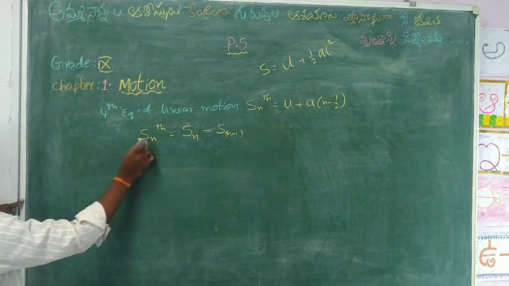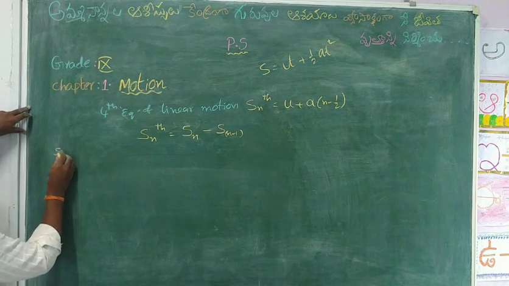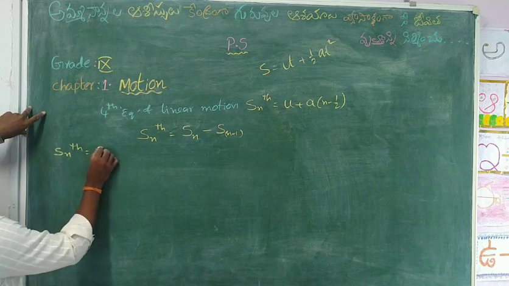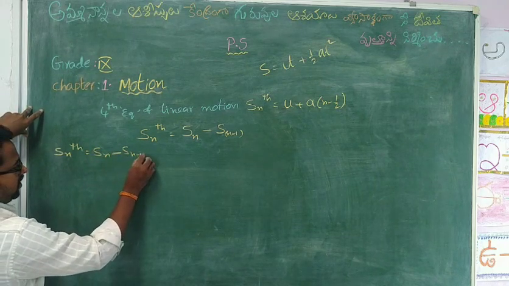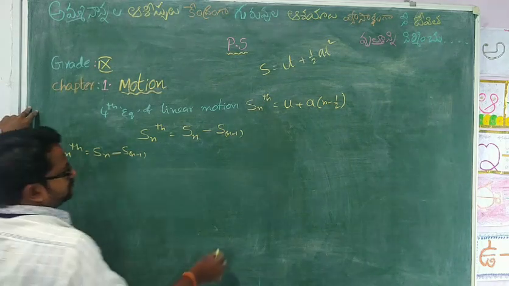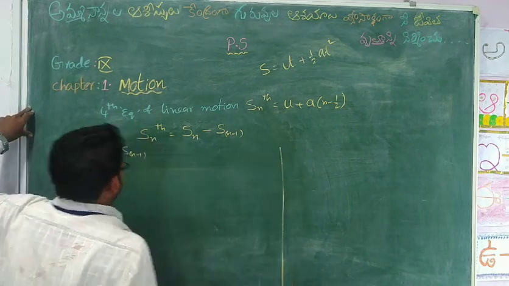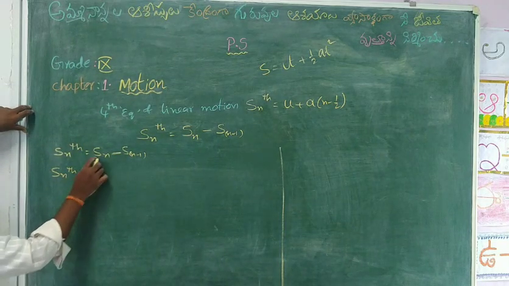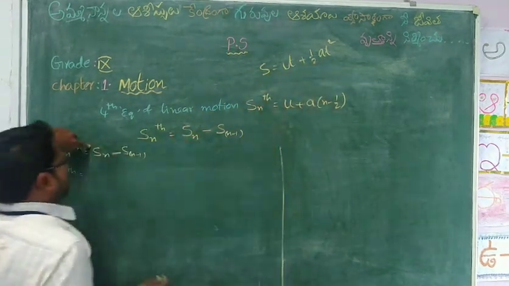Now, I am writing this directly. The data is as usual. Sn is equal to Sn minus Sn minus 1. Right. Now, Sn will be S. What is S? ut plus half at square.